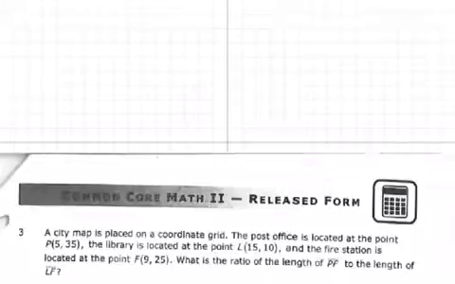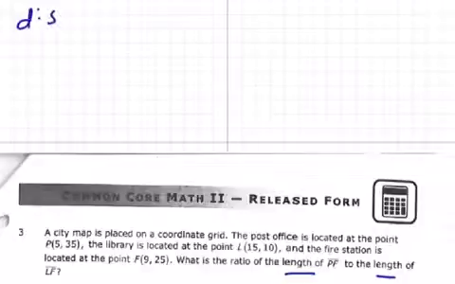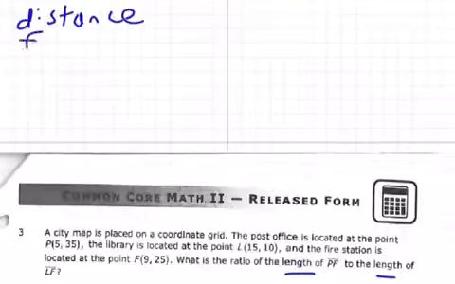Alright, number 3, a city map is placed on a coordinate grid. Post office is at 5:35, library at 15:10, fire station at 9:25. And what's the ratio of the length, that's a key word, of PF to the length of LF. So I need two different lengths. So I'm going to be using the distance formula for this. So the distance formula I have to know.